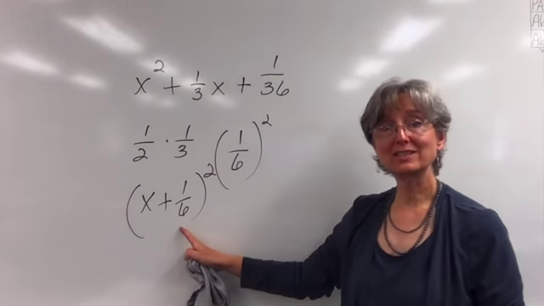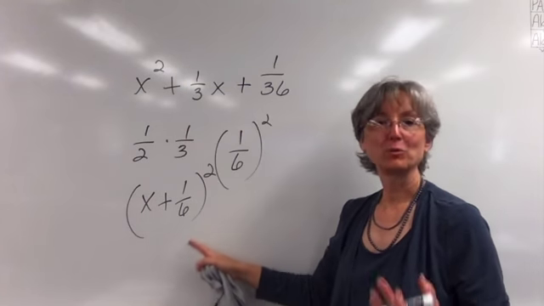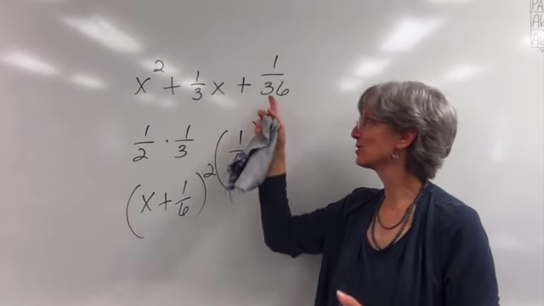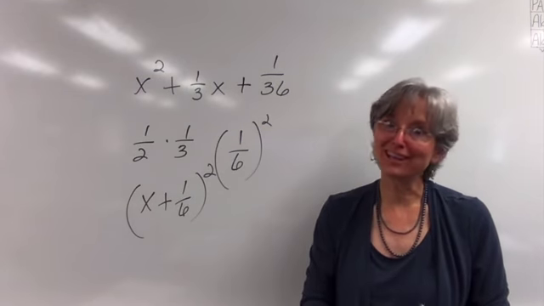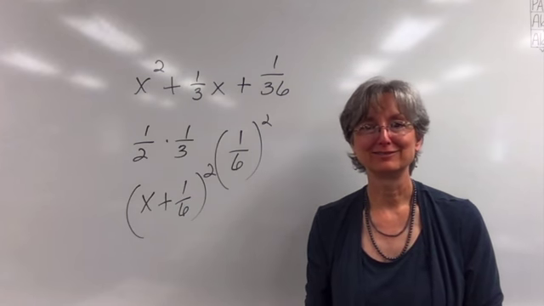1/6 plus 1/6 is 2/6, or 1/3, and 1/6 times 1/6 is 1 over 36. So even that crazy number, it still works.